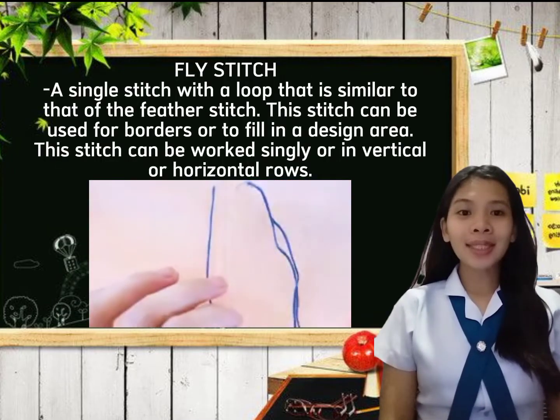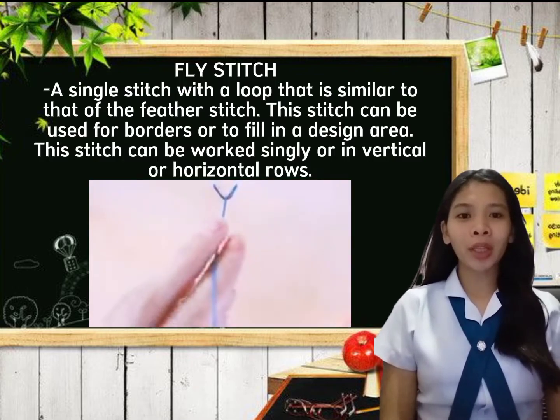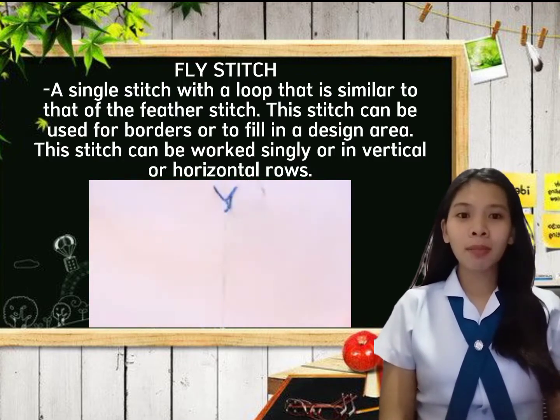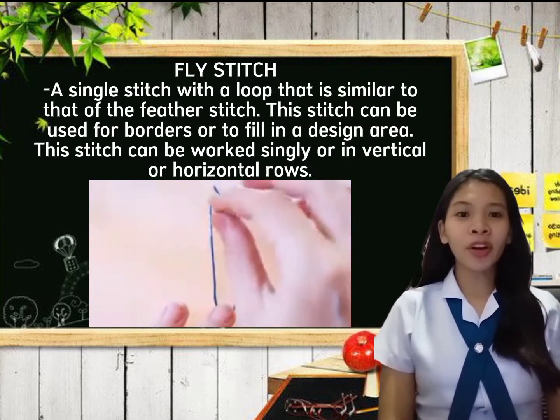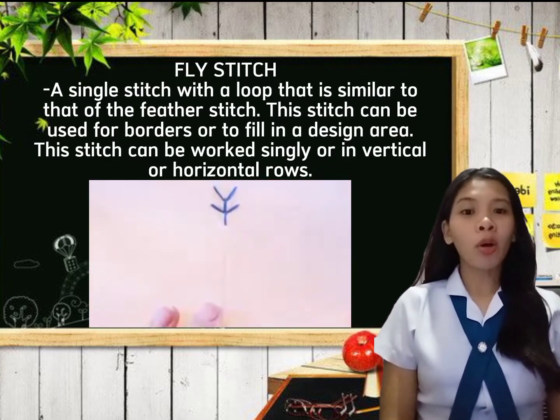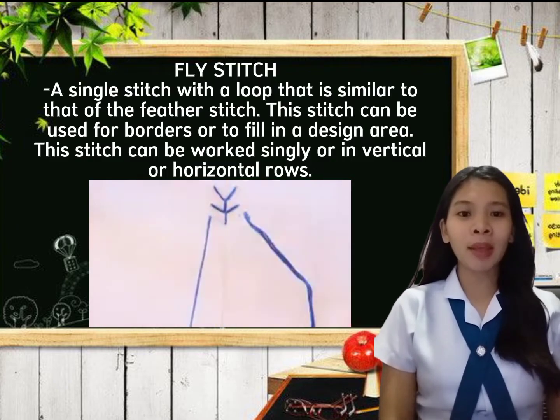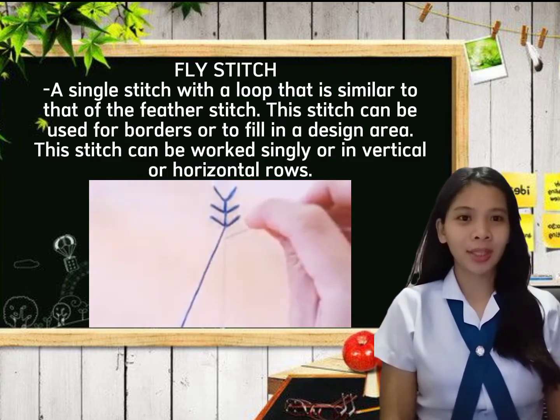Fly stitch, a single stitch with a loop that is similar to that of the feather stitch. This stitch can be used for borders or to fill in the design area. This stitch can be worked singly or in vertical or horizontal rows, commonly used to make V shapes. You can make them into Y shapes by making this stitch.